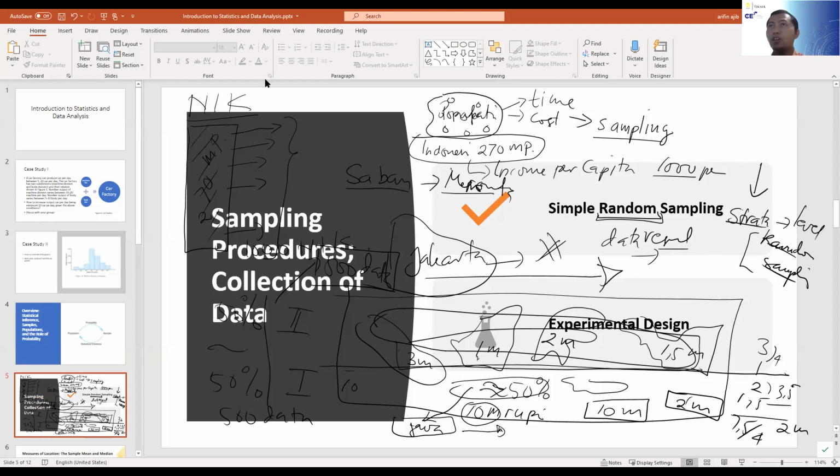Now, the methods for random sampling: you can see this is a pure random sampling, and this is the strata random sampling.